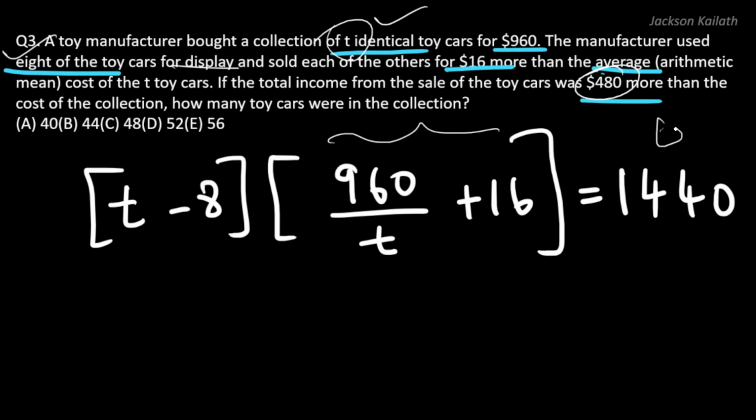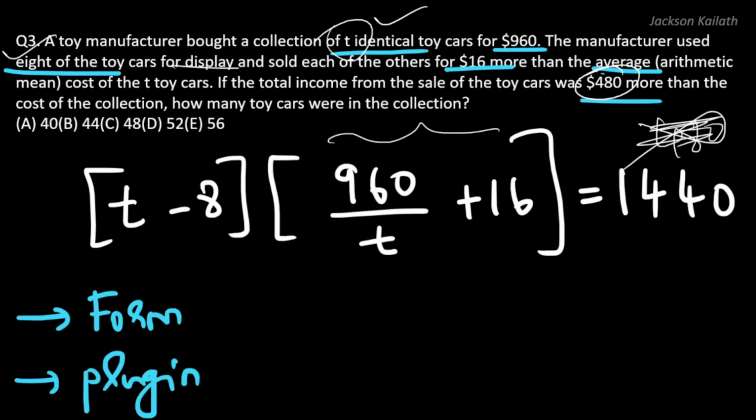Remember, don't in a hurry write 480 over here. That's a common trap, a common careless mistake. So don't do that. All right. So this is the first step. You should be able to form the above equation from the information given in the question. And then don't go ahead and solve this by converting this into a quadratic equation. That's not the way. Rather, plug in values from the answer options and try to see which one fits.